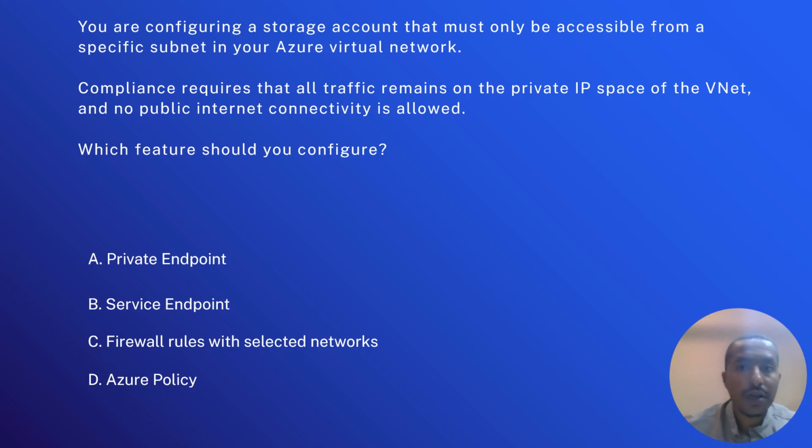Last option is Azure Policy, and policy is about governance. It can enforce rules like you cannot create storage accounts without encryption, or you must use HTTPS. That's it, right? But it doesn't control actual network routing. So this option is off, which leaves us with option A, private endpoint.